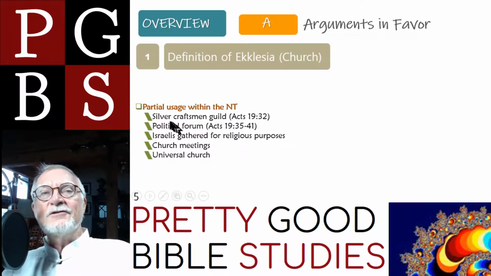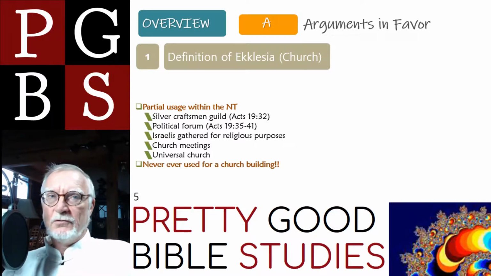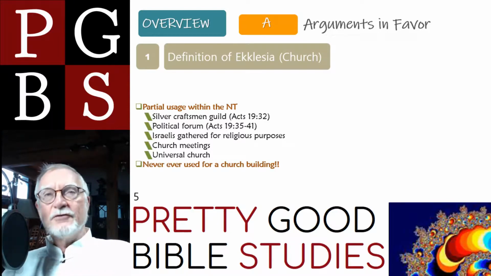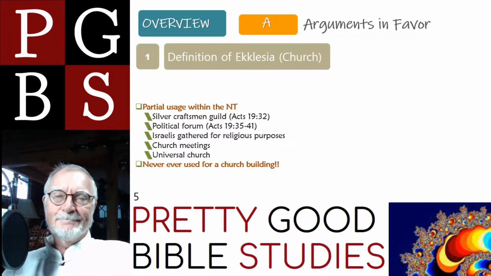The idea you can see here: a political forum, a guild where decisions are made. The idea is that it's a place of decision making, and the decision making, as we will see, is consensual. The word ekklesia is never ever used for a church building.